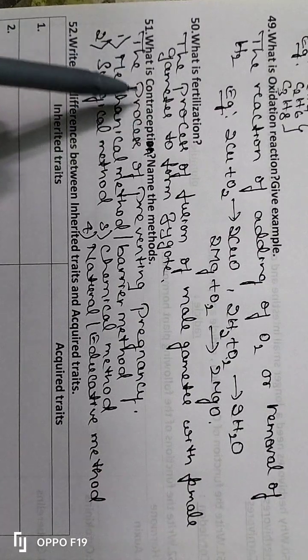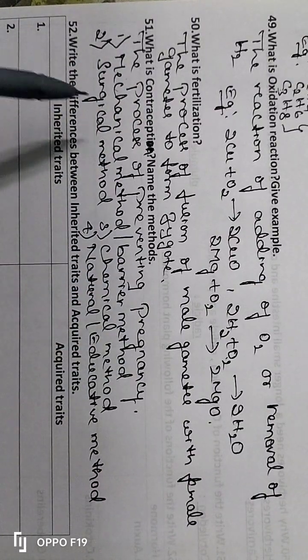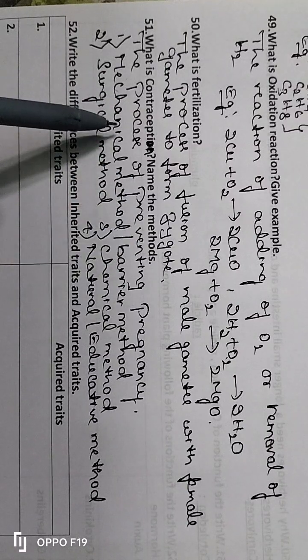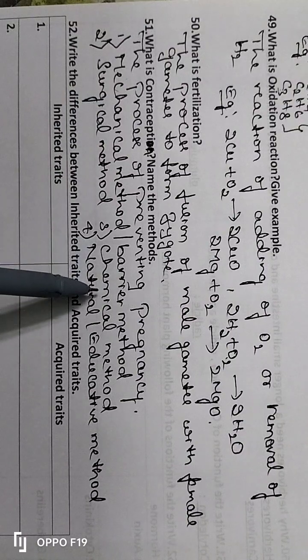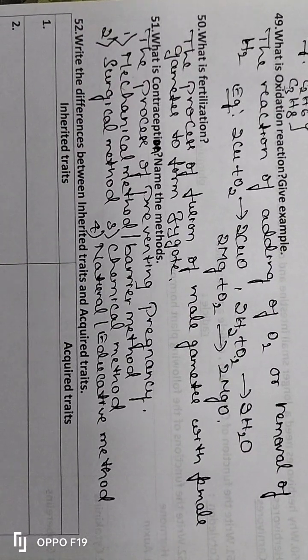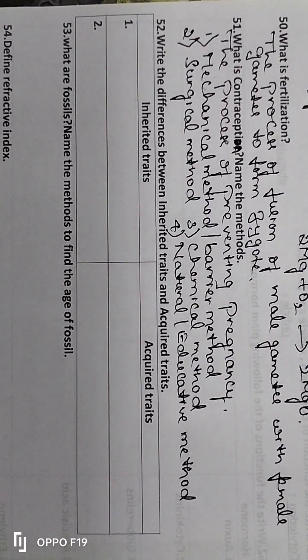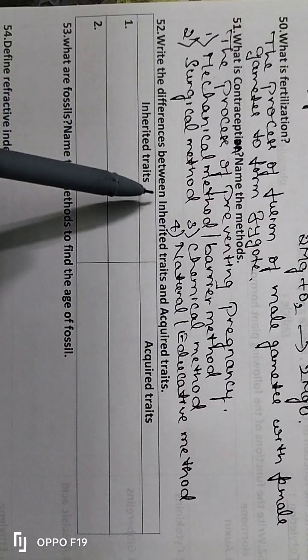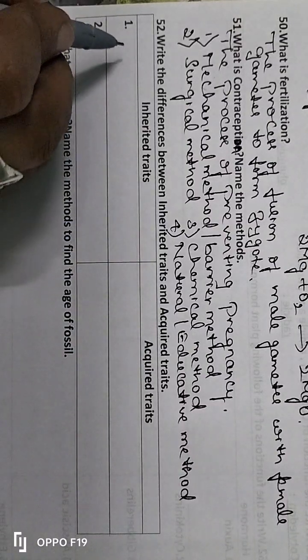Yes, what is contraception? The process of preventing pregnancy is called contraception. Name the methods: mechanical method or barrier method, surgical method, chemical method, natural or educative method. So these are the methods used to prevent pregnancy. Then coming to 52nd question, write the differences between inherited traits and acquired traits.